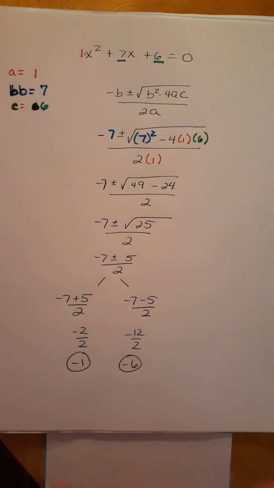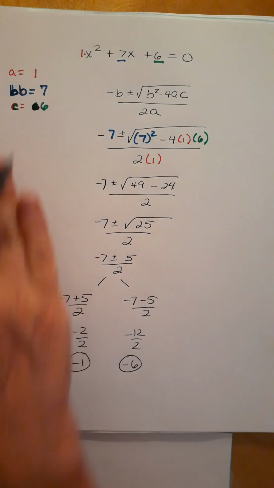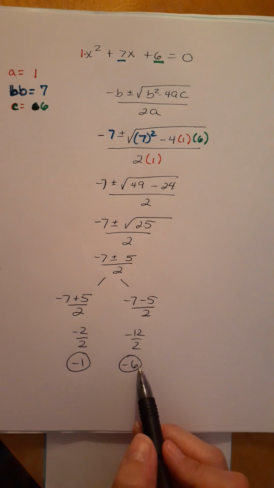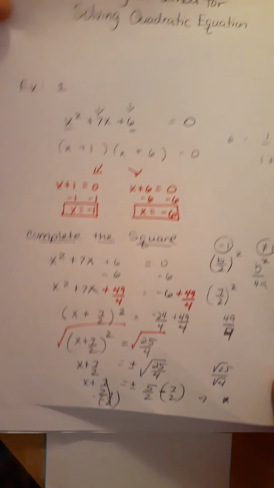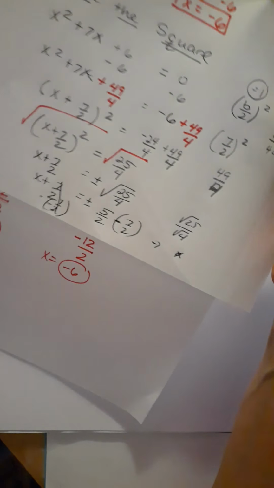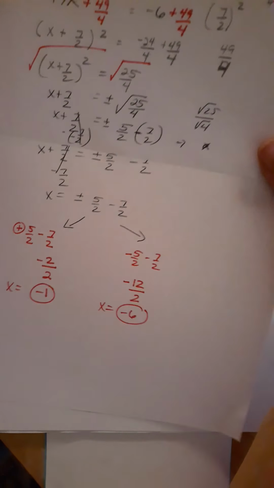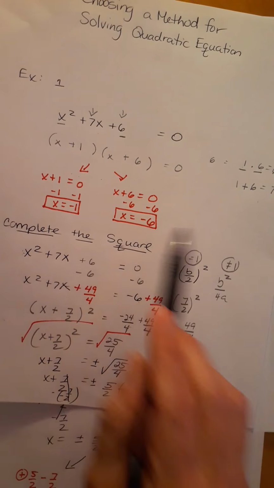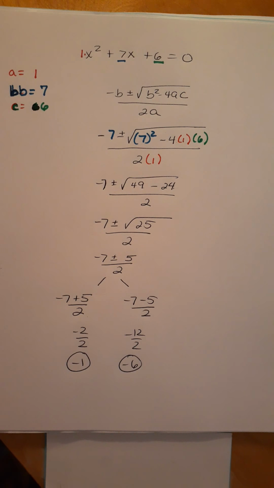Ta-da! We get the exact same answer. And so you can see, if we use the quadratic formula, we get negative 1, negative 6. If we complete the square, we get negative 1, negative 6. And if we factor, we get negative 1, negative 6. All 3 should work and give you the exact same answer if you do them correctly. And good luck. So that's your first example.